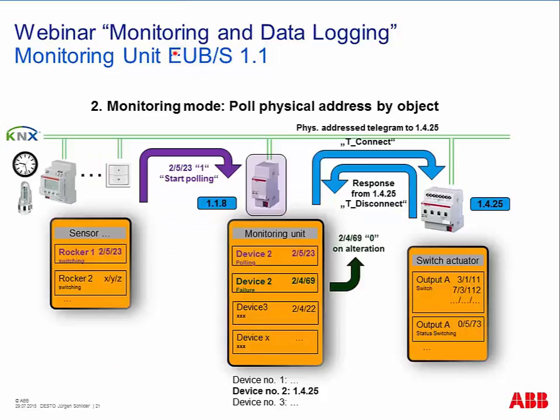On our picture, you see here the way of communication. My additional sensor, whatever it is, timer or push button, sends a telegram with start polling with value 1 to our EUBS, our monitoring unit. The monitoring unit starts to establish a connection to the device with T-Connect. If everything is fine, it responds with T-Disconnect. If there is a failure, no T-Disconnect will be sent back by the device, and of course our failure group object will be sent with value 1.